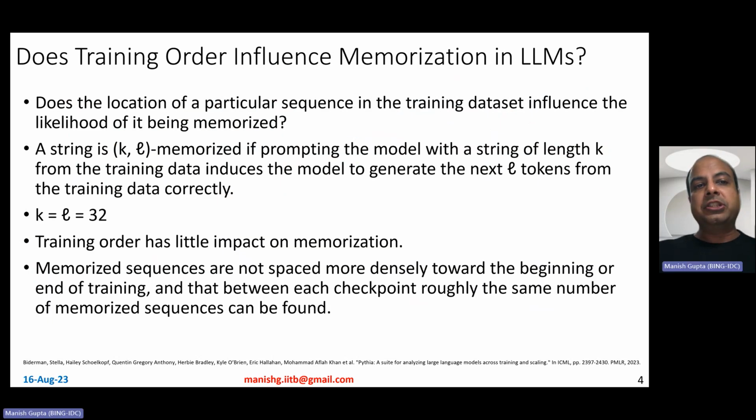The other experiment that they did was to change the training order while training the LLM. So the question is, does training order influence memorization in LLMs? It is very intuitive to think that if I had this LLM look at some part of the training data in the later part of pre-training, then maybe it remembers it better. Another way of posing this question is, does the location of a particular sequence in the training data set influence the likelihood of it being memorized?